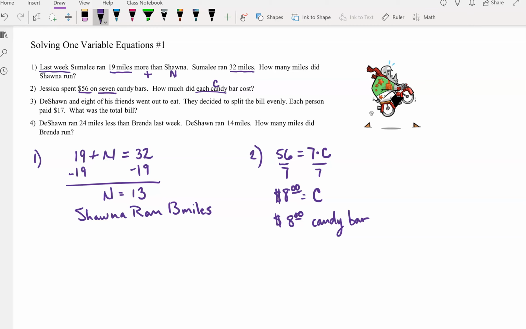It says, Deshawn ran 24 miles less than Brenda last week. Okay, so this time we have the 24 miles, and less than means we're going to be using subtraction rather than addition. More than would mean addition, less than would mean subtraction. And Deshawn ran 24 miles less than Brenda. We'll just use B to represent Brenda's number of miles. And it says Deshawn ran 14 miles. Okay.